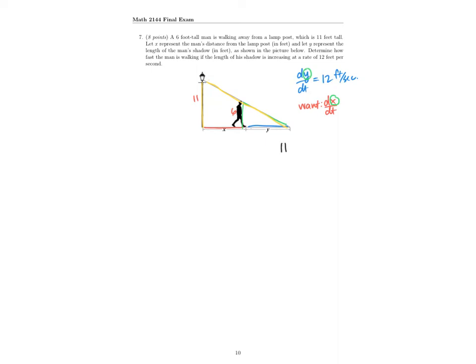So we could say the height of the big triangle over the base of the big triangle is equal to the height of the man over the base of the little triangle. And so we get that. If we multiply both sides by those denominators, we'll end up with 11y equals 6 times (x plus y). And so now I can distribute that 6: 11y equals 6x plus 6y. And then I can take the derivative implicitly with respect to t.